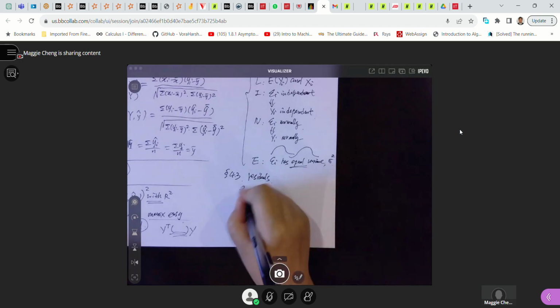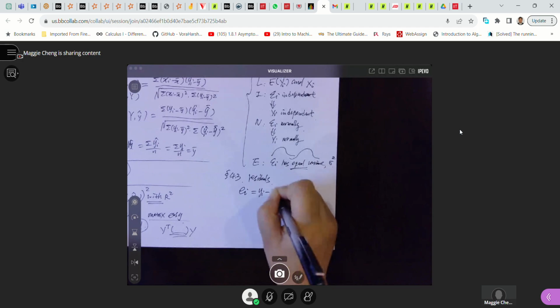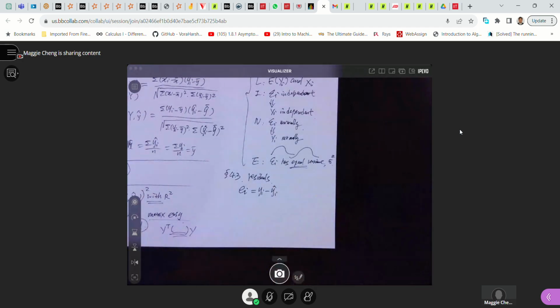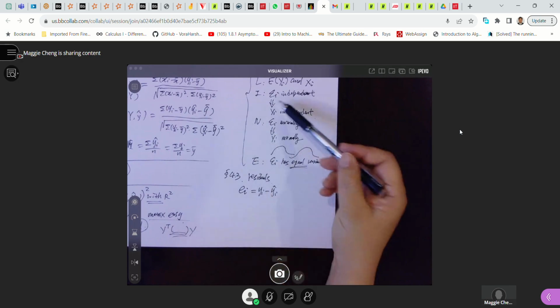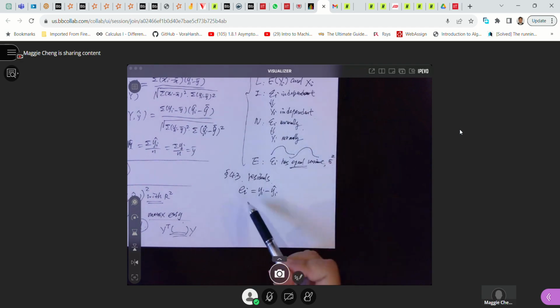So residuals here, let's say ei equals yi minus yi hat. ei is different from epsilon i. Epsilon i is the Gaussian noise added to the linear component, which gives you the observation yi. But ei is what you observed minus what you have predicted by your regression line. Okay, ei is not the same as epsilon i.